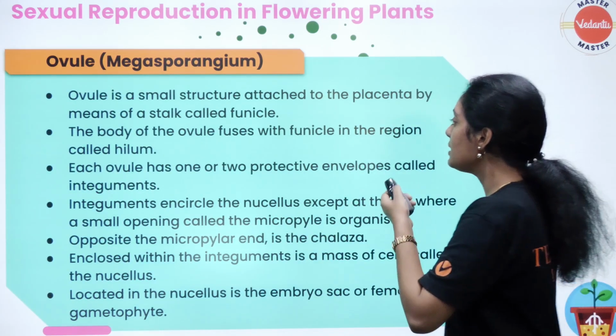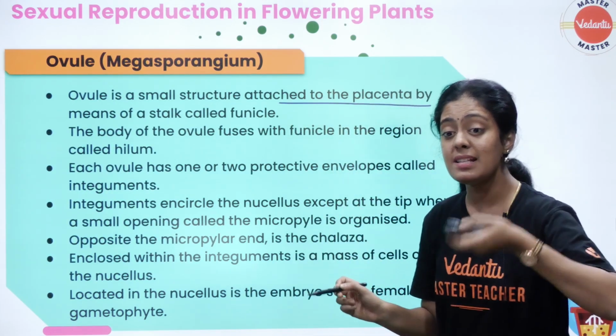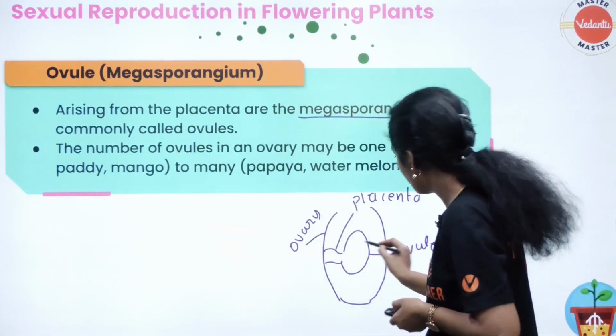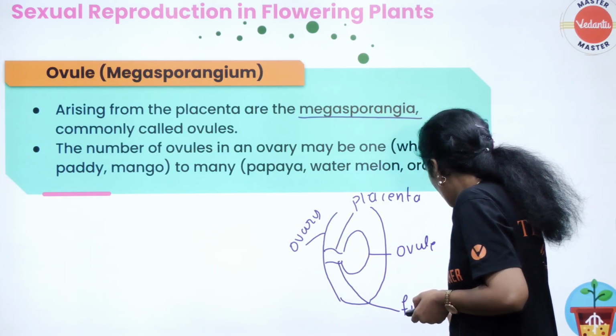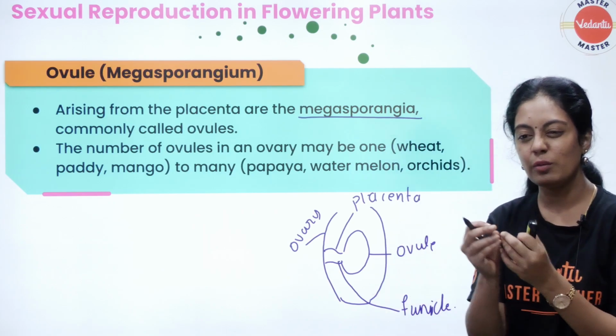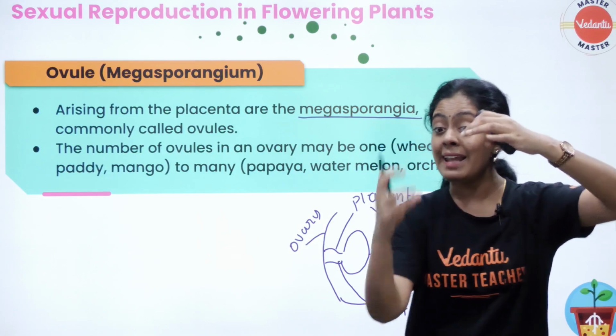Ovule is a small structure that is attached to the placenta by means of a stalk. இங்க பாருங்க, இந்த stalk மாதிரி இருக்குல, இத வந்து நம்ம funicle ன்னு சொல்றோம். Placenta and funicle are very confusing. So placenta is the initial part, funicle is the latter part.